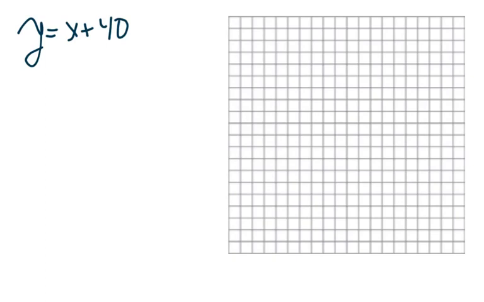We could have each line being worth 4. We could have each line being worth 5 or even 10. So let's do 5. 5, 10, 15, 20, 25, 30, 35, 40, 45, 50, 55, 60, 65, 70, 75, 80, 85, 90, 95, 100. Let's see, this would be 40. So we'll label our y-intercept here at 40.